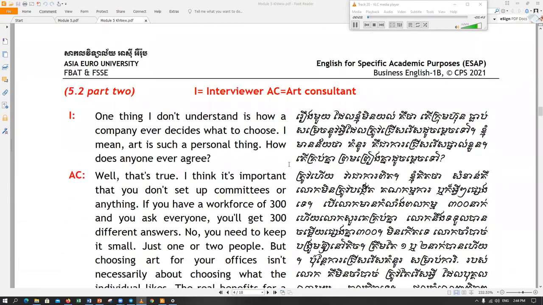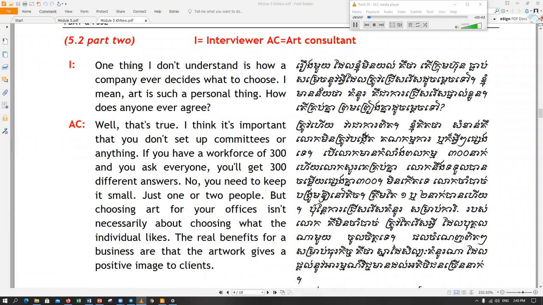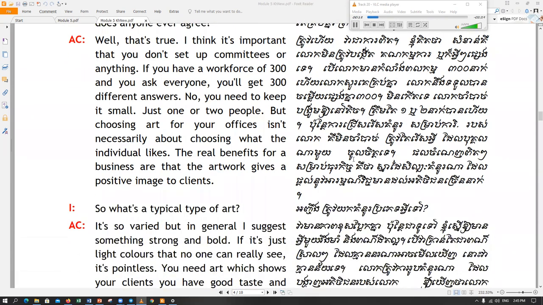Listening script 5.2, An Interview with an Art Consultant, Part 2. One thing I don't understand is how a company ever decides what to choose. I mean, art is such a personal thing. How does anyone ever agree? Well, that's true. I think it's important that you don't set up committees or anything. If you have a workforce of 300 and you ask everyone, you'll get 300 different answers. No, you need to keep it small, just one or two people. But choosing art for your offices isn't necessarily about choosing what the individual likes. The real benefits for a business are that the artwork gives a positive image to clients.